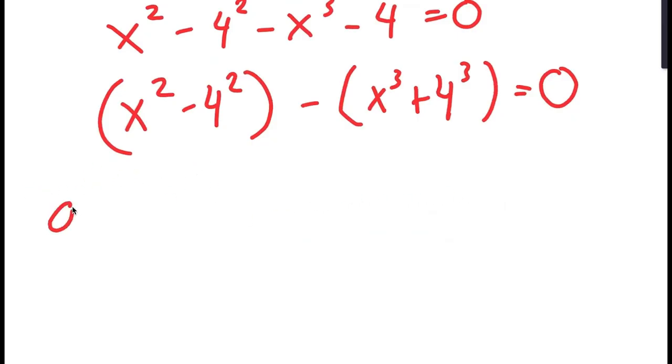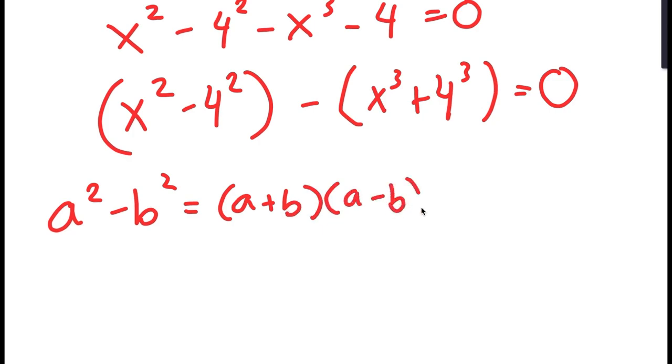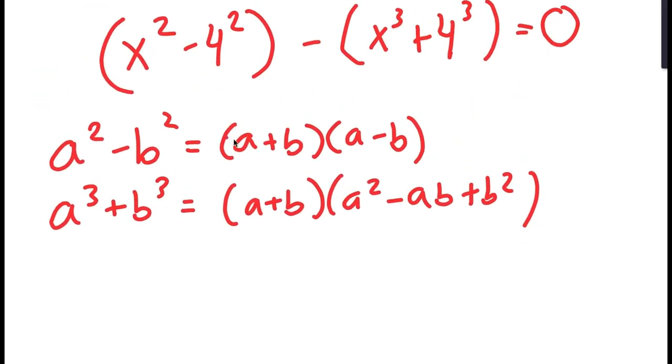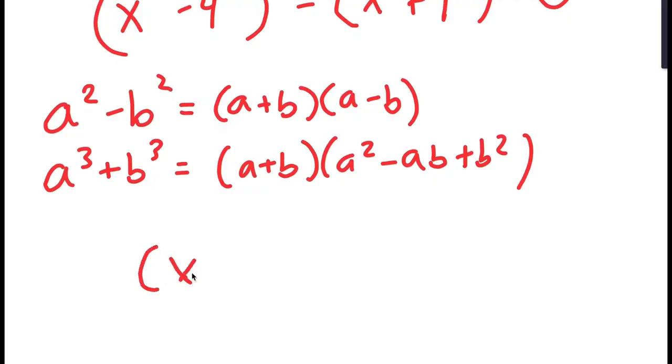Now, if I have something in the form a squared minus b squared, this is equal to a plus b times a minus b. And if I have something in the form a to the power of 3 plus b to the power of 3, this is equal to a plus b times a squared minus ab plus b squared. So for x squared minus 4 squared, it's going to turn into x plus 4 times x minus 4.